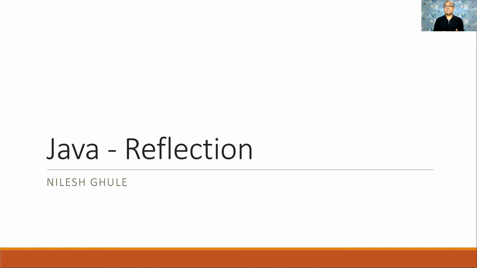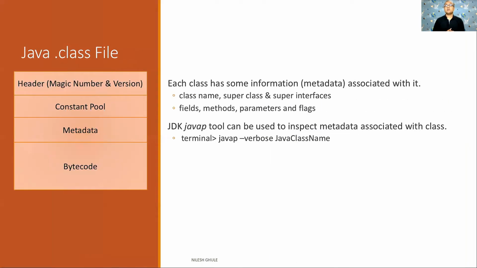This video is the second part of the Java reflection tutorial. In the last part, we saw that a Java .class file not only contains the bytecode but also the metadata about the class, which includes the name of the class, information about the superclass, super interfaces, the fields, methods, constructors, annotations, and so on.